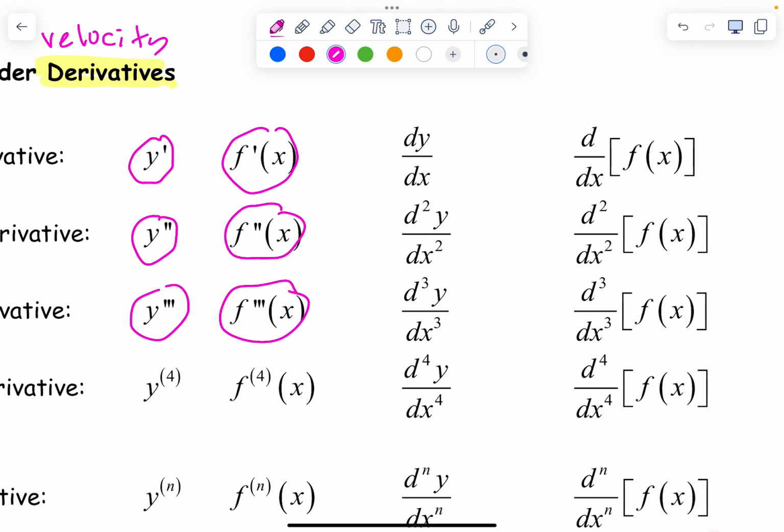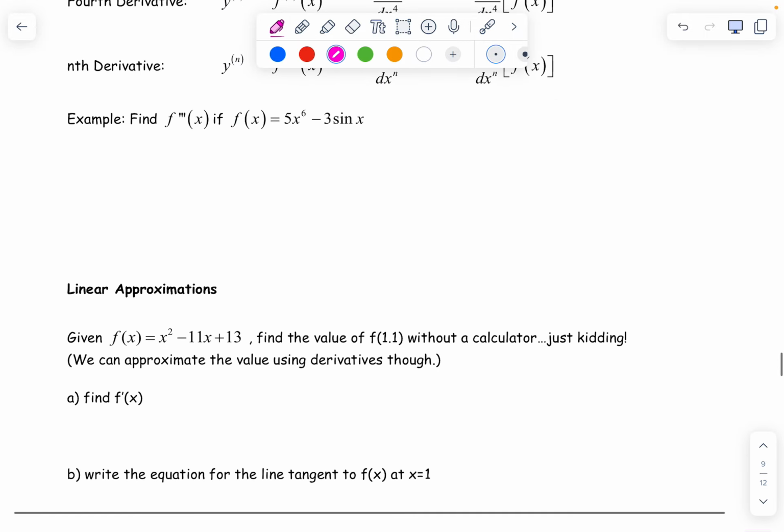So dy over dx means first derivative. The next one's a little bit awkward. D squared y over dx squared is our second derivative. And I know some of you guys might be judging the person that made this, going, why can't it be dy squared over dx squared? You didn't make calculus, right? Just got to go with it, okay? All right, so then moving on to the next one.